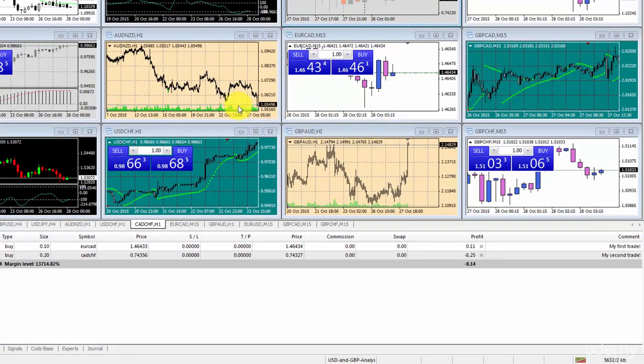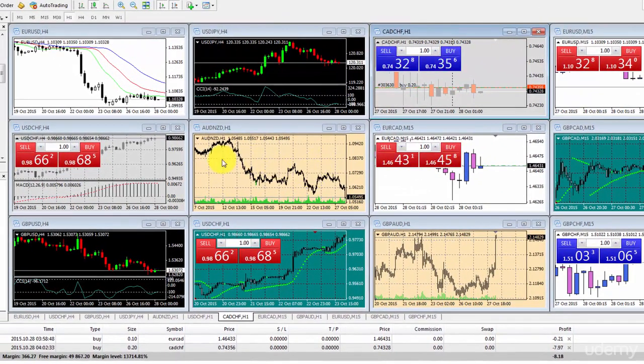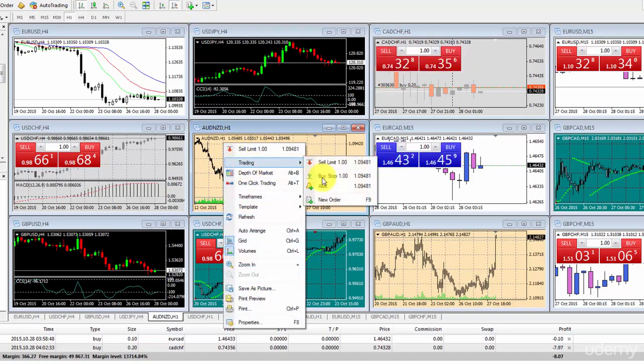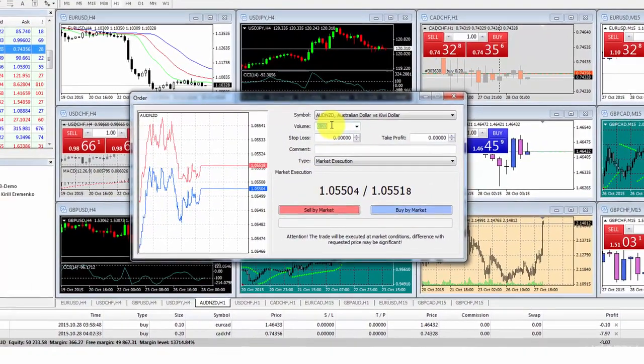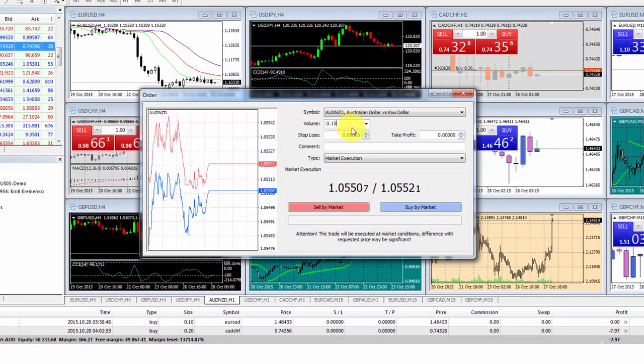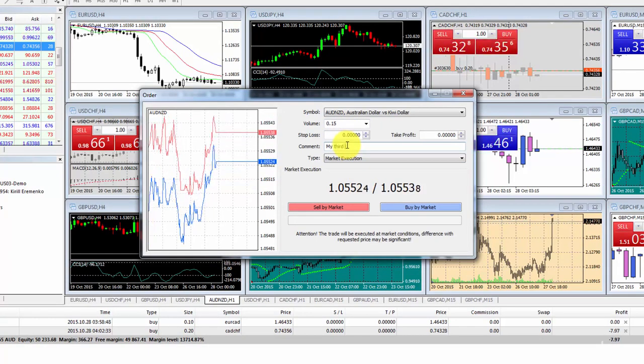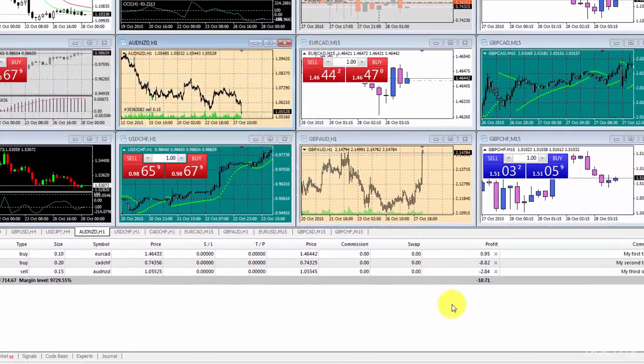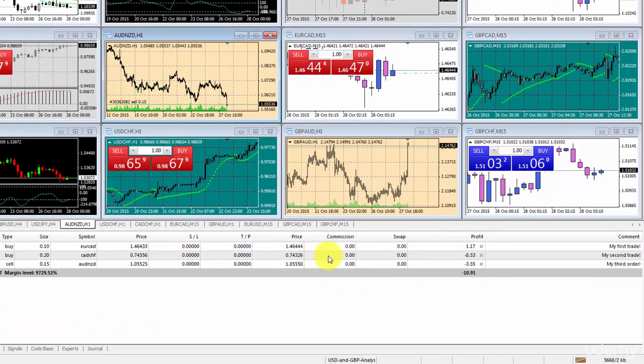And let's do one more for completeness' sake. Let's say we want to sell this one. Looks like it's experiencing a downfall. Once again, doesn't matter if we make a profit, make a loss, completely irrelevant. Right now we're just practicing. So right click, trading, new order. Let's say we want to sell 0.15 and my third order, and sell by market. There we go. So now all of our orders are here, and we've created 3 orders.